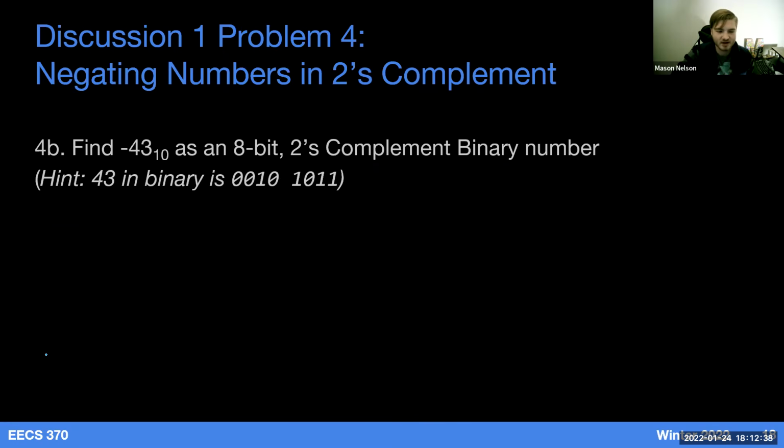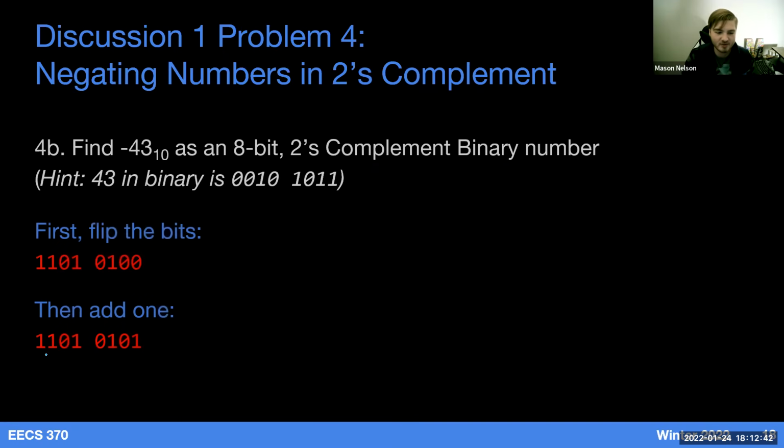Right. So once again, just for example, if we have 43 in binary, we would flip the bits and add 1, which is really simple here because we just changed this last 0 to 1, and that would give us our -43.